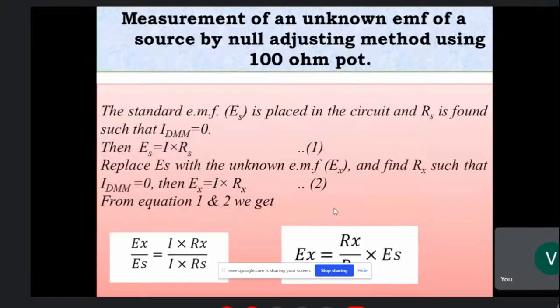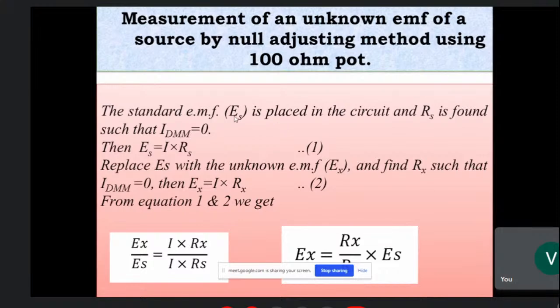Next, I have measured the unknown EMF of a source by the null adjusting method using a 100 ohm, 10 turn pot. Very simple. It's the theory of working, the formula.